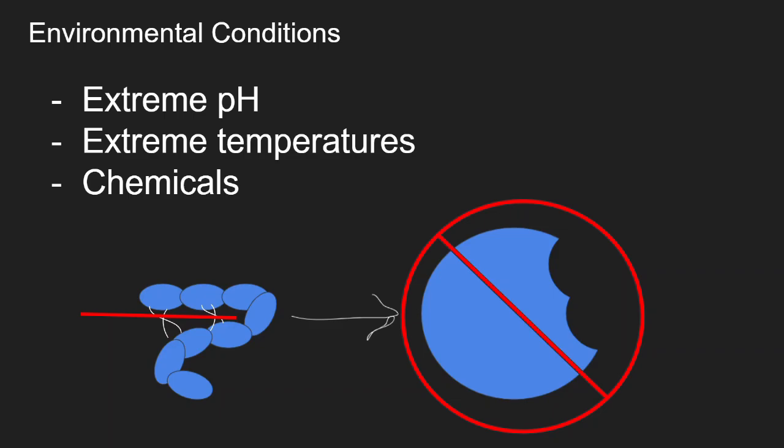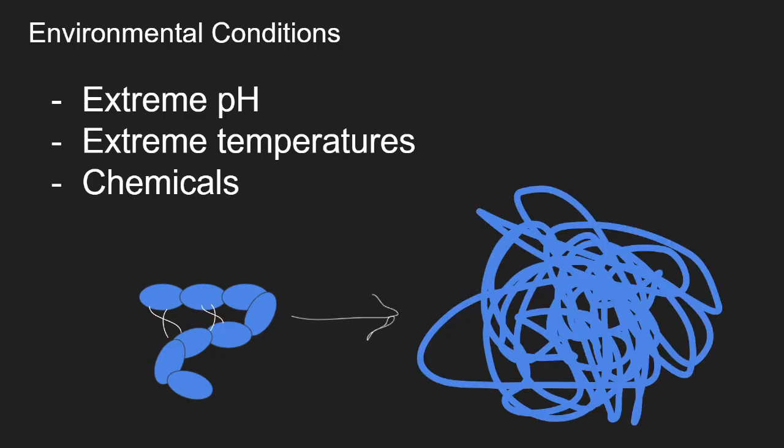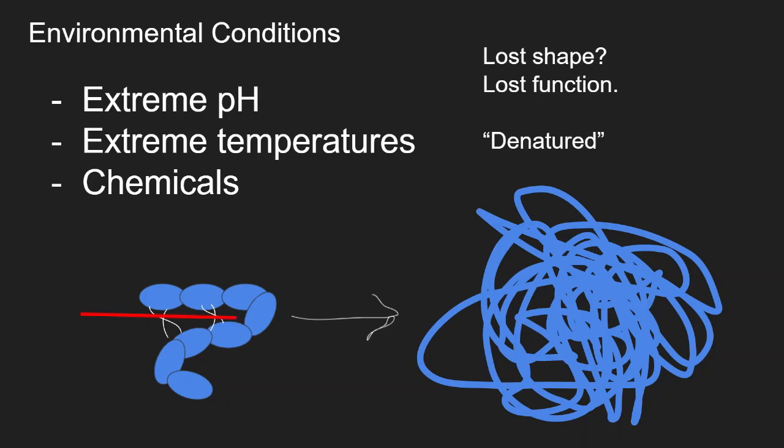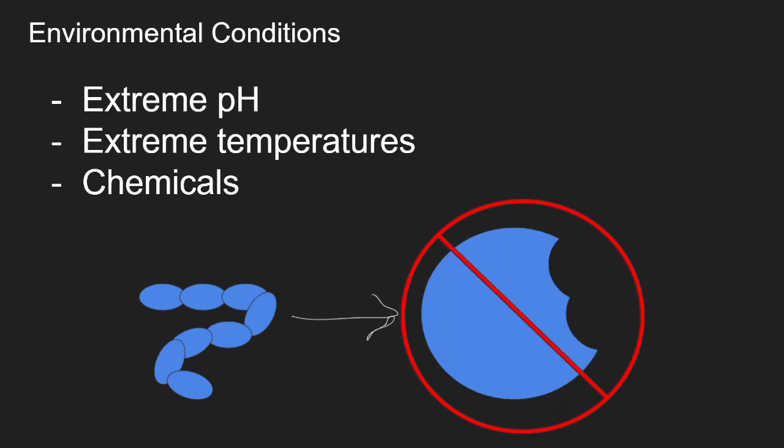If these attractions or bonds are interfered with, then that means the shape is interfered with, and for an enzyme, like any protein, shape is crucial for function. So that means the function of the enzyme is going to be gone. The structure is going to be all messed up, and it's not going to function anymore. The term for this loss of shape and this loss of function is known as denaturation, or an enzyme has been denatured when its structure has been ruined and it can't be used anymore.